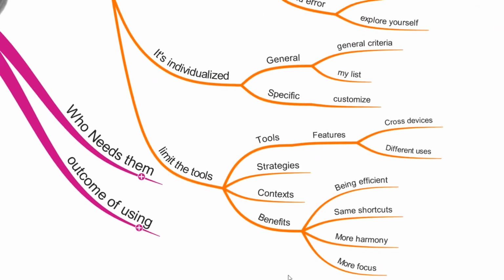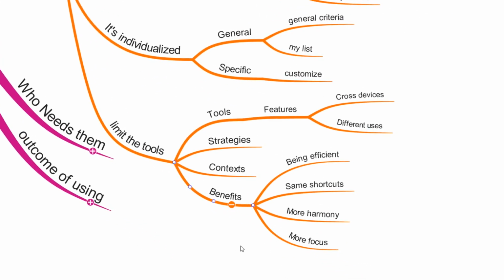Fourth principle is limit the tools. It's one of the showstoppers I mentioned above again. With limiting the tools, you're being more efficient. You have the same shortcuts, so you don't need to learn anything new. It makes your life more harmonized. It makes your journey more harmonized, and it adds more focus.